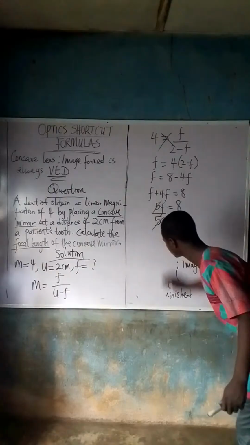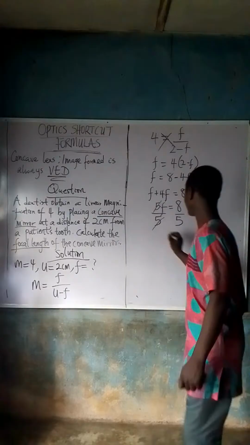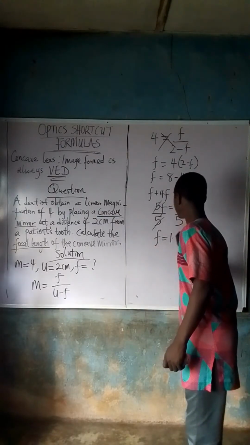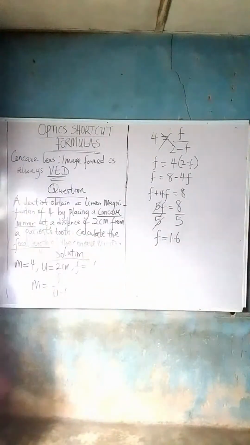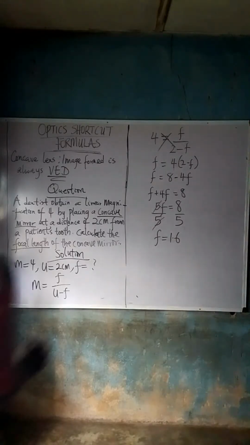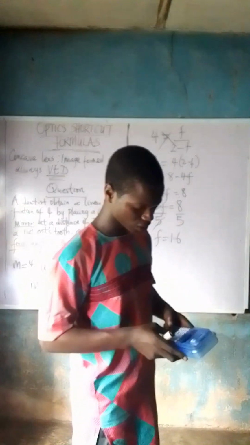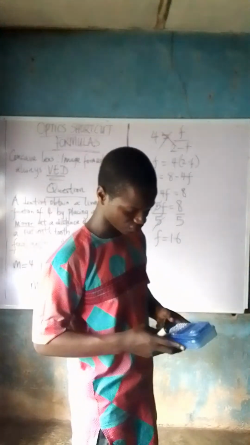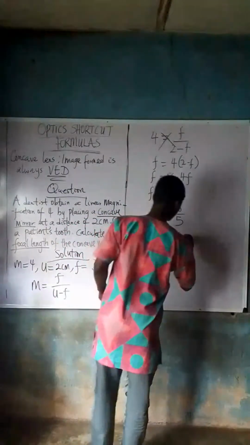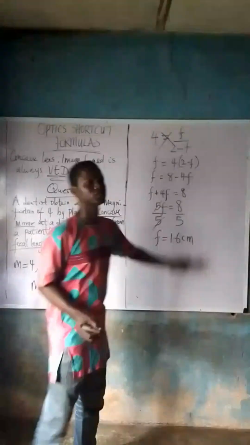You can do it with your calculator. 8 divided by 5 will give you 1.6. Guys, is that correct? That will give you 1.6. So that is the answer. 8 divided by 5 gives us 1.6. Let me just confirm, so I won't be making errors. 8 divided by 5 is 1.6 centimeter, because focal length is a length too. So it will have the units we are using, cm.